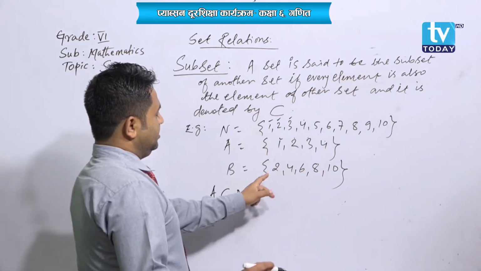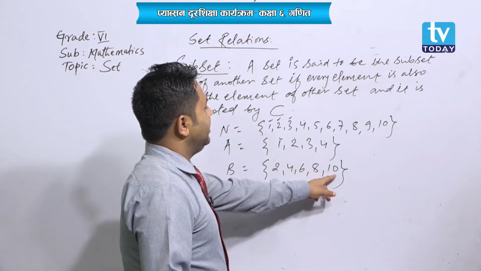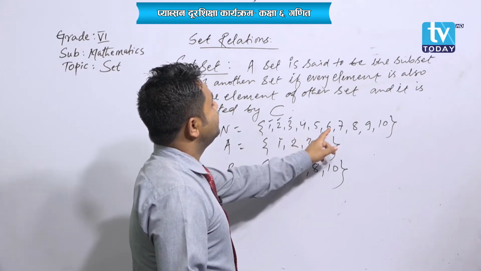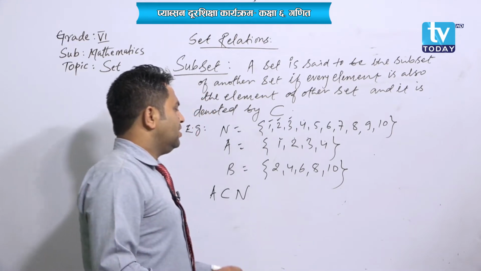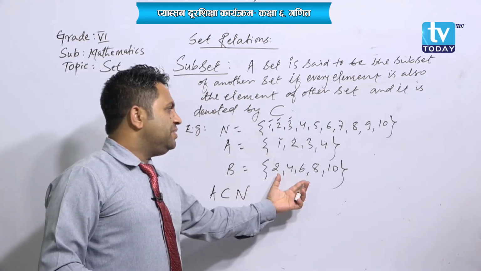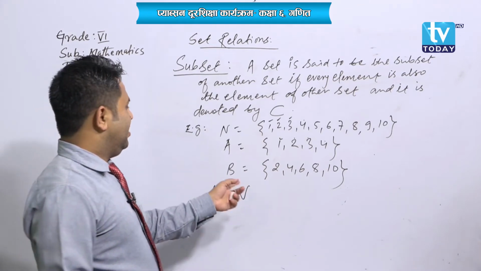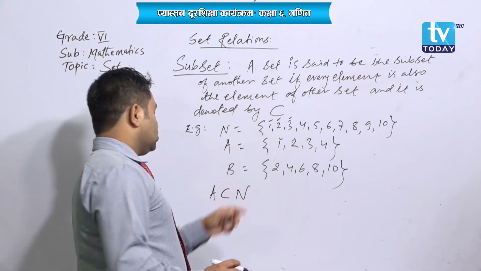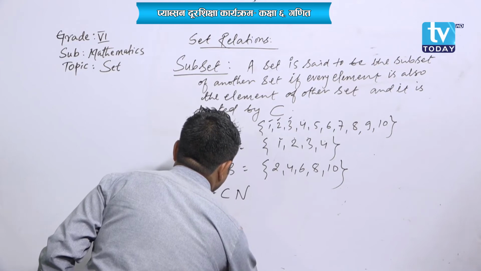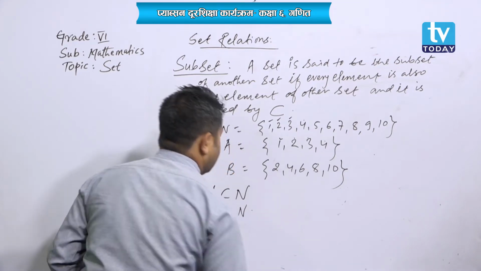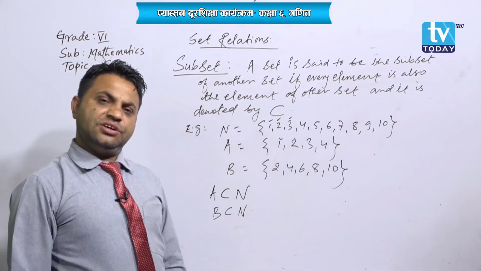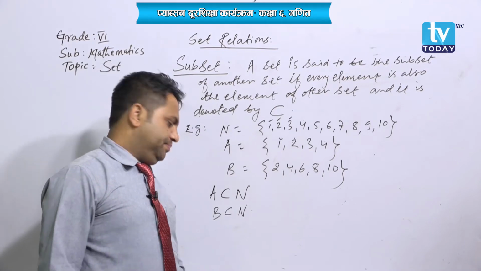Similarly, now please check here 2, 4, 6, 8, 10. Here also 2, 4, 6, 8, 10. Here also every element of set B is also in set N. So B is also a subset of N. B is a subset of N. Understood? Okay. Question.